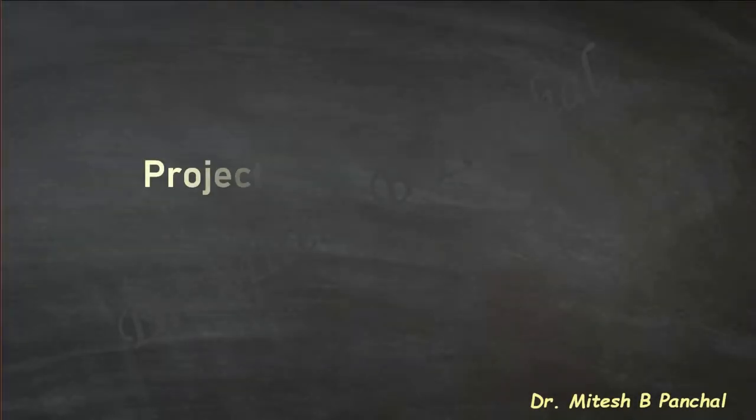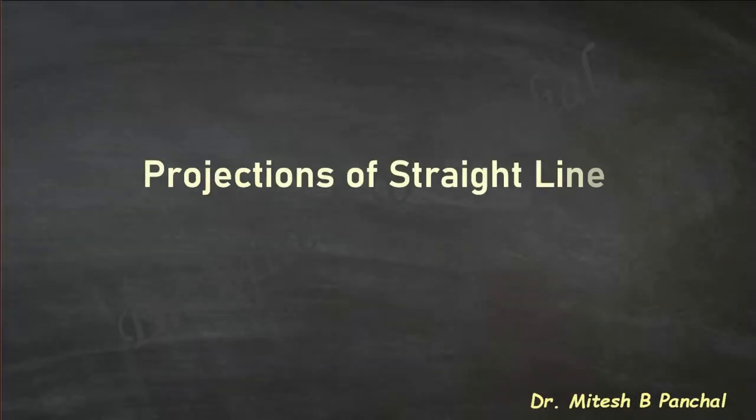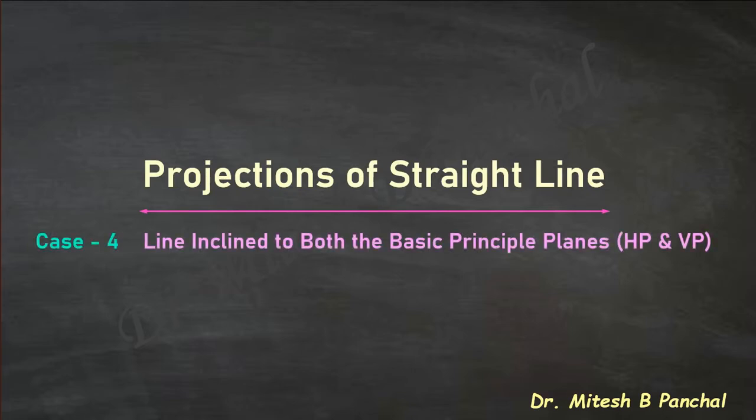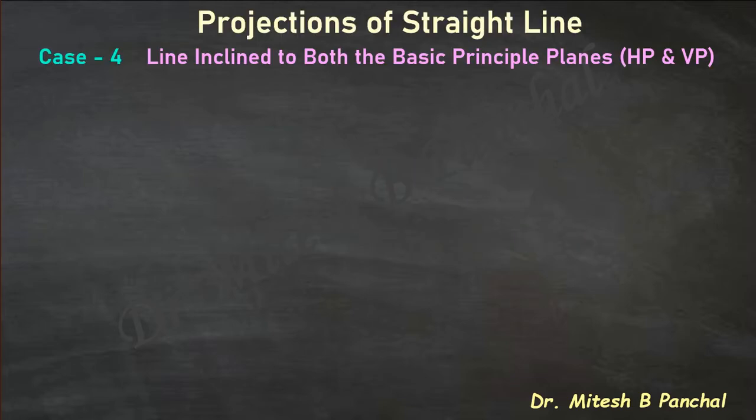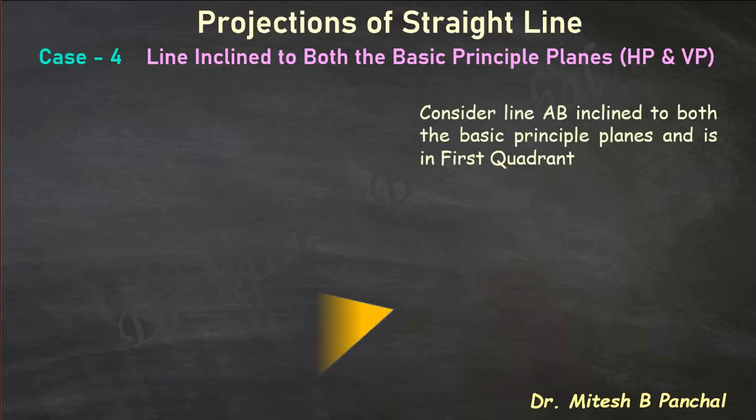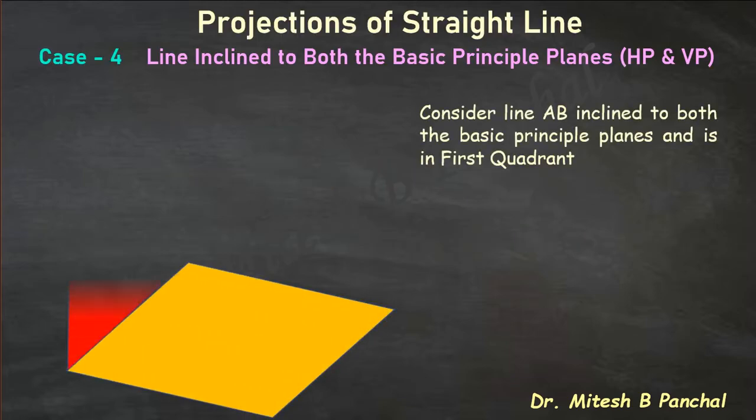In continuation with the topic that is projections of straight line, this particular session is planned to obtain the solution for the case 4, that is line inclined to both the basic principal planes HP and VP. So here line AB is considered inclined with both the basic principal planes, that is theta and phi, and it is considered in first quadrant.